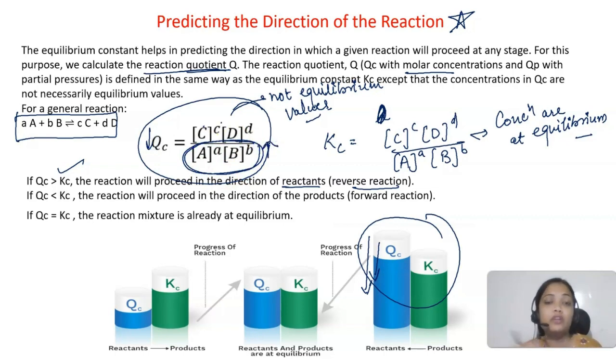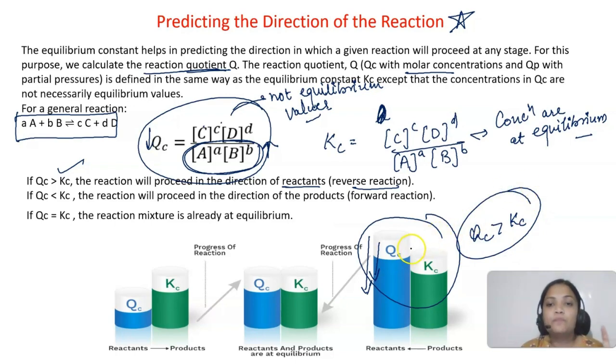Formula से समझो कि don't cram it, just try to understand कि if the value of Qc is greater than Kc but system always want to achieve equilibrium, okay, so system wants कि the value of Qc should decrease ताकि it becomes equal to Kc.